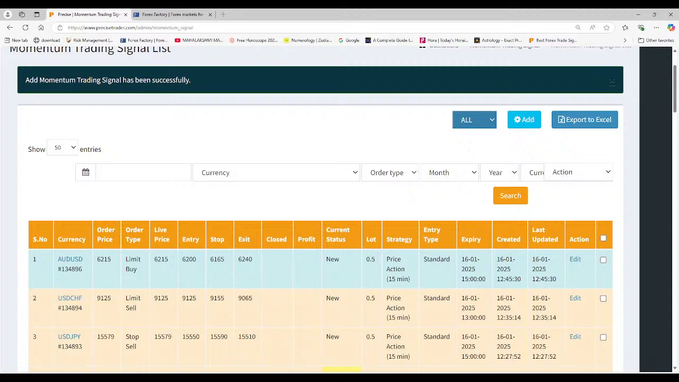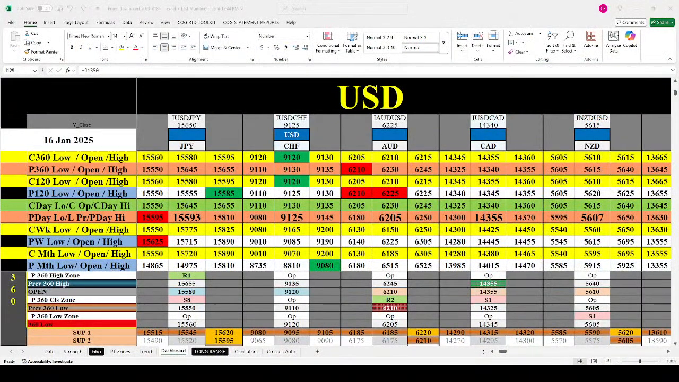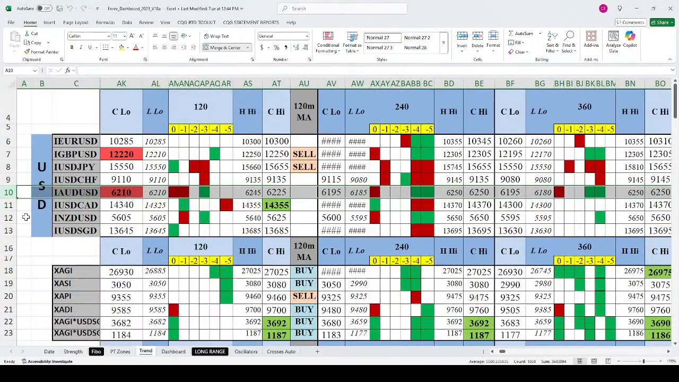And I think the dollar Swiss is filled. Let's move on to the next currency. The next currency we are going to see is dollar CAD.